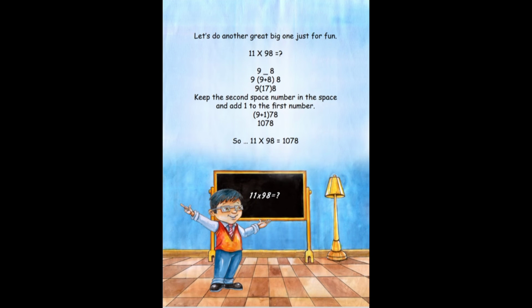Let's do another great big one just for fun. 11 times 98 equals 9, 9 plus 8, 8, or 9 17 8. Keep the second space number in the space and add 1 to the first number. 9 plus 1 is 10, so 1078. 11 times 98 equals 1078.